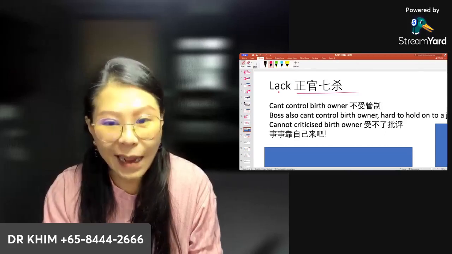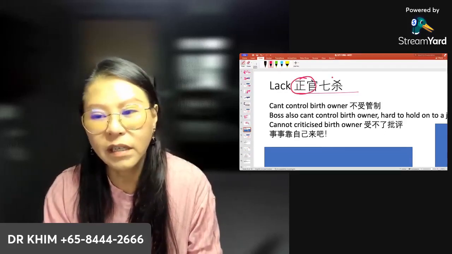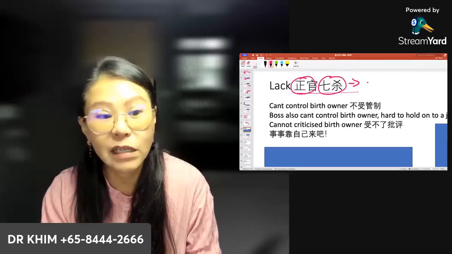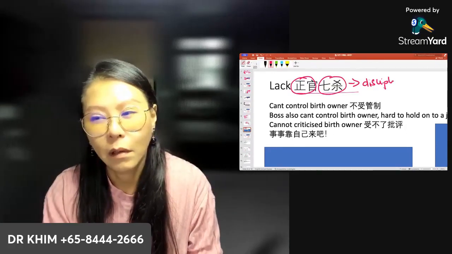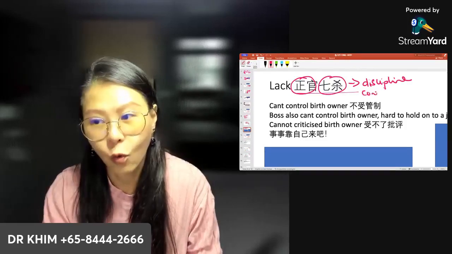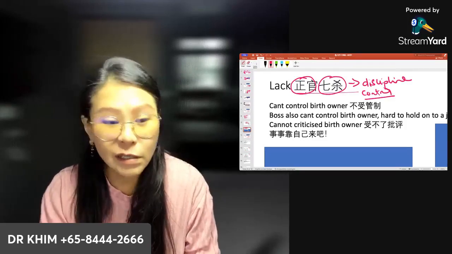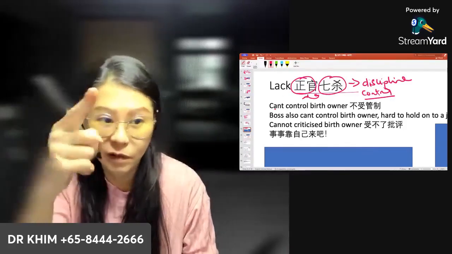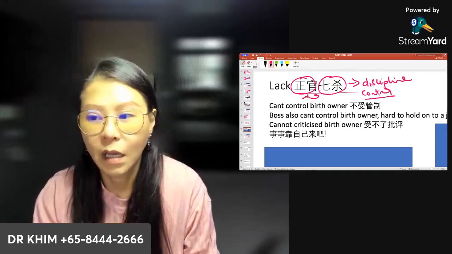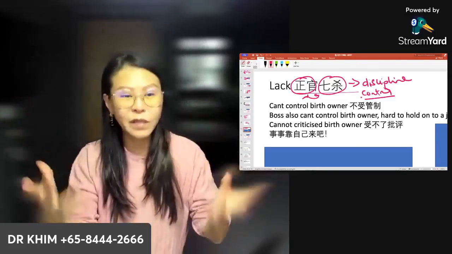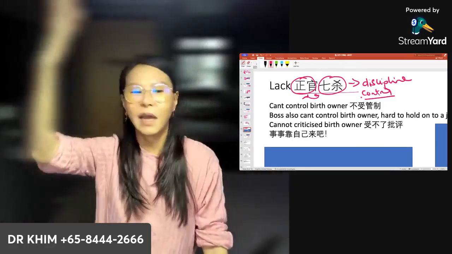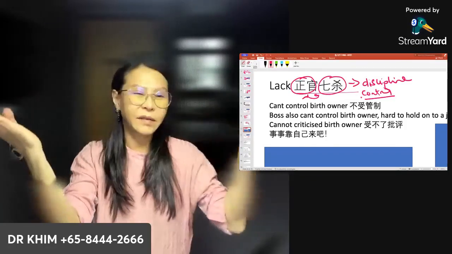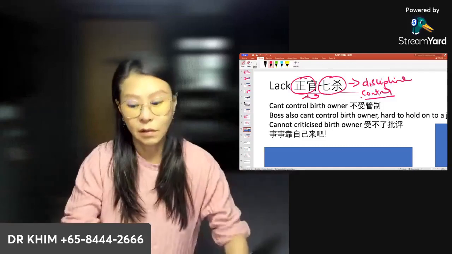So if it's lacking, missing the Direct Officer and Seven Killings, we know they represent discipline and control. Why? Because Seven Killings and Direct Officer counter the birth owner. If nothing counters you, it means you're not scared of the sky, not scared of the earth. You're not scared of the gangster, not scared of the police. Correct or not?